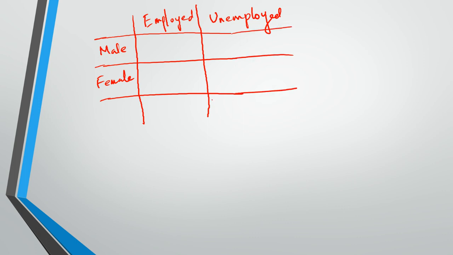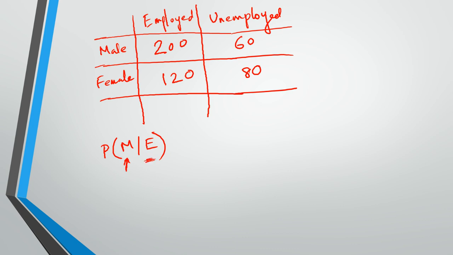So let me write the numbers. How many are employed? How many are not employed? Let's say 200, 120, 60, 80. Now they have asked you to find the probability of M given E, that is, the probability that it is a male given they are employed. Employed is the sample space basically, right?